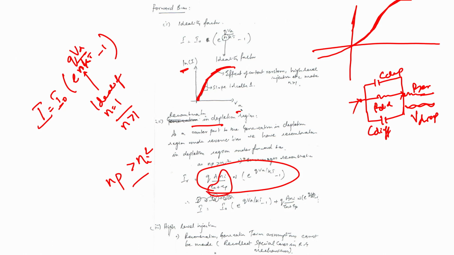And since you have excess recombination, a diode in forward bias is something that is used to build light emitting diodes, for example, because you have excess recombination and therefore you have emission of light if you choose the materials carefully.